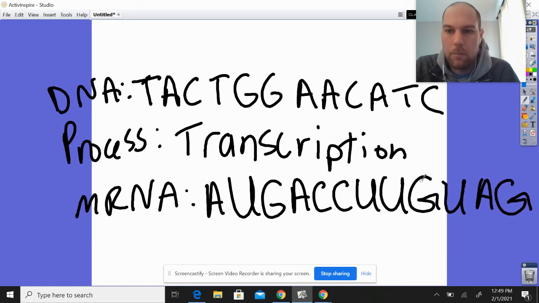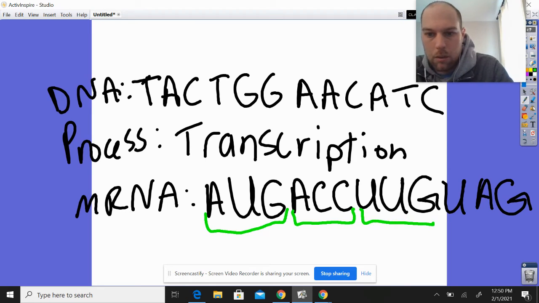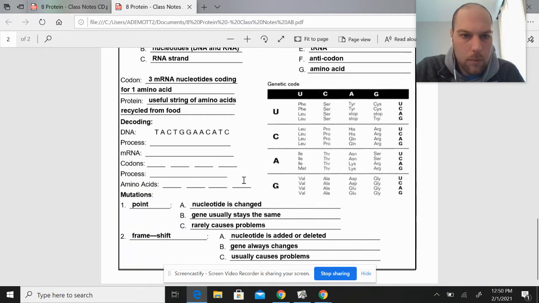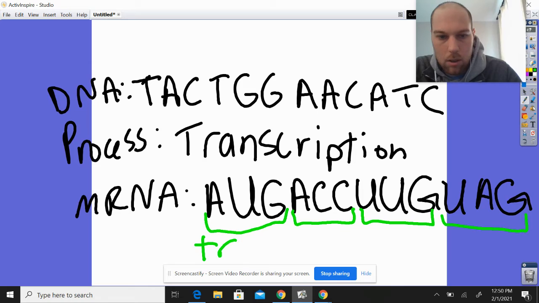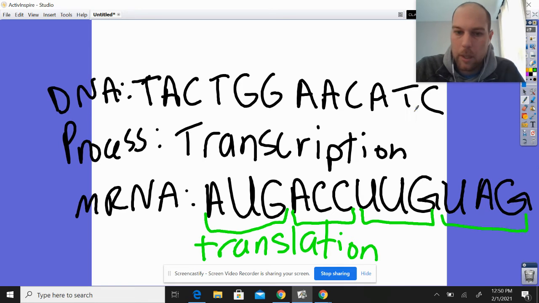Codons. So now how do we make that into codons? Well, it's as simple as just putting into groups of 3. So here's your first one, here's your second one, here's your third one, and here's your fourth one, right? Every 3 nucleotides makes a codon, and then the process becomes translation, right? And translation is turning these codons into amino acids and figuring out what amino acids they form.